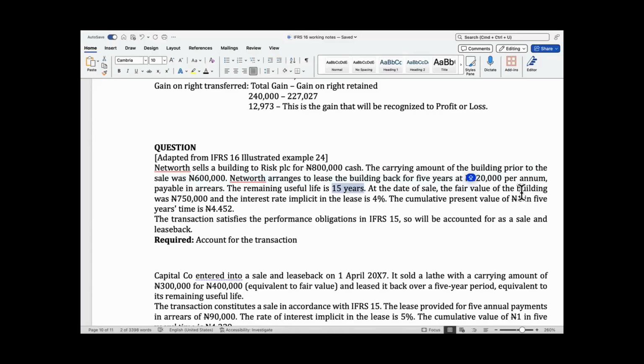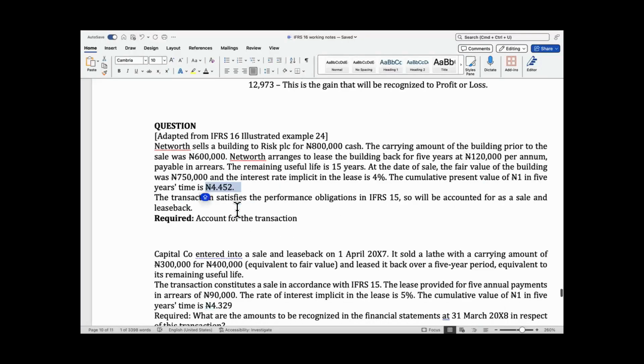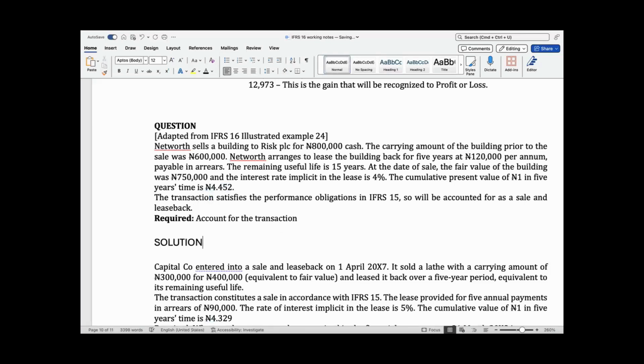At the date of sale, the fair value of the building was 750, and the interest rate implicit in the lease is 4%. The cumulative present value of 1 year for 1 naira for 5 years is 4.452. This is the discount factor. The transaction satisfy performance obligation in IFRS 15, so it will be accounted over as a sale and leaseback. Okay. So this one is a sale from this last paragraph. They are saying it is a sale.